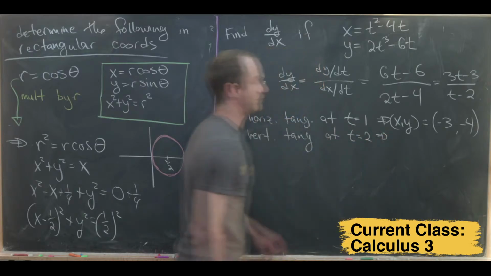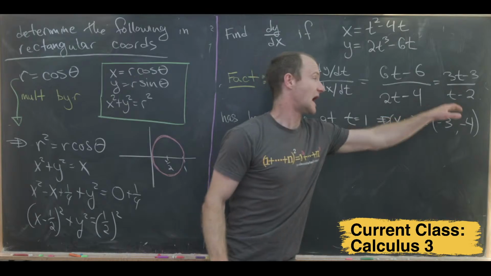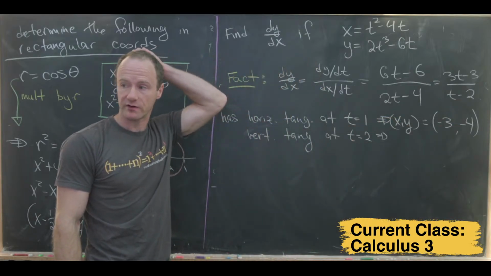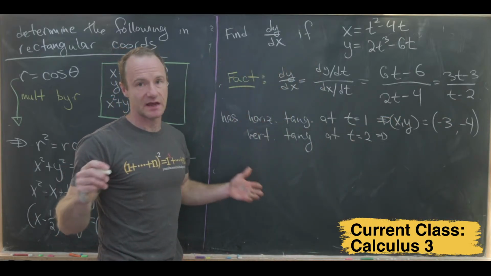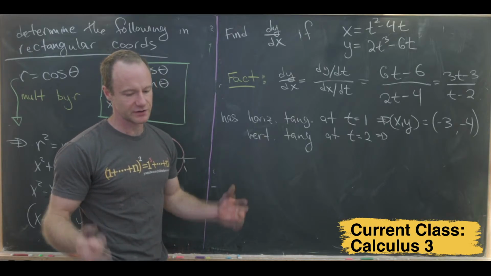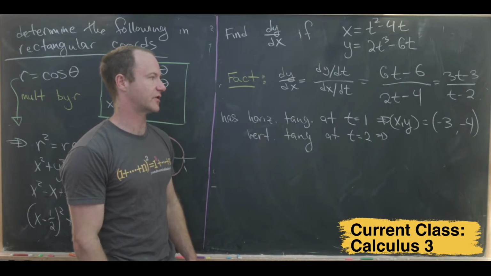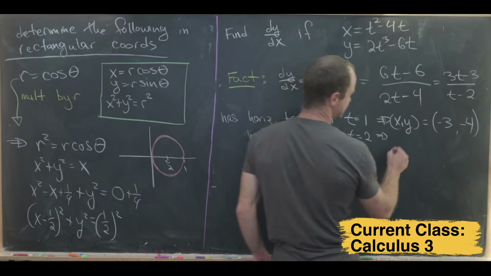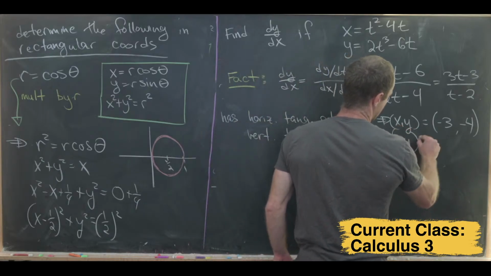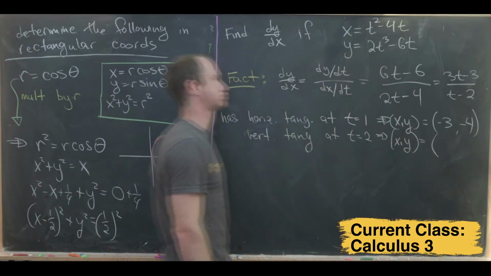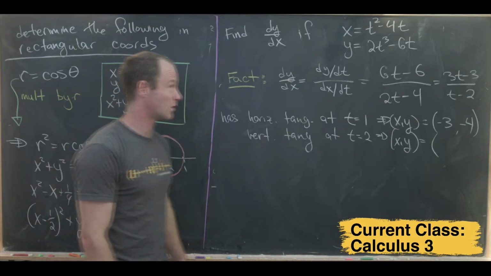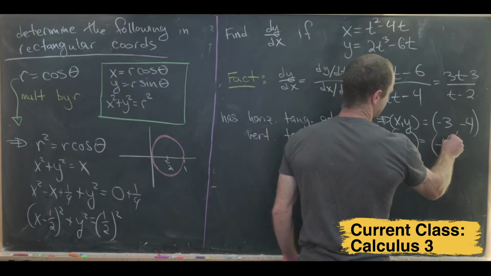How do I know that? Because that makes the denominator equal to 0 while the numerator is not equal to 0. You might say, well, what happens if they're both equal to 0? You have to do some careful stuff with limits. Okay, so let's see. That's going to give us the coordinate of 4 minus 8 is negative 4, I think.